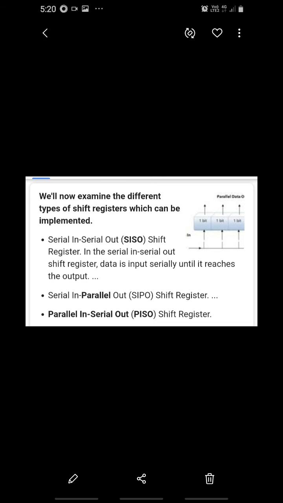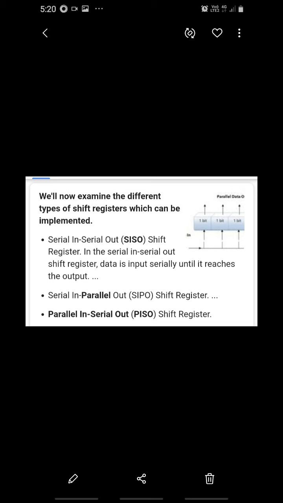Next, parallel in, serial out shift register. In this case, the data is loaded simultaneously. That is, all the bits of a word are loaded in a single clock pulse, whereas the data shifted out is bit by bit serially.